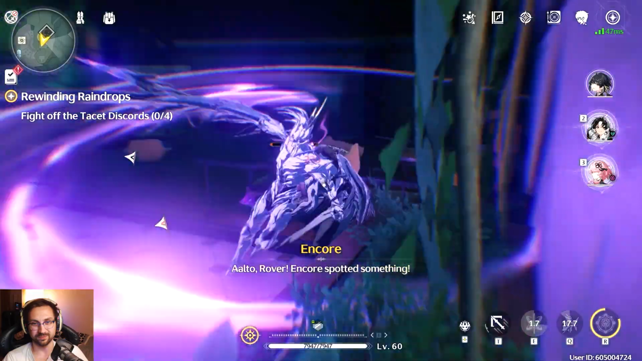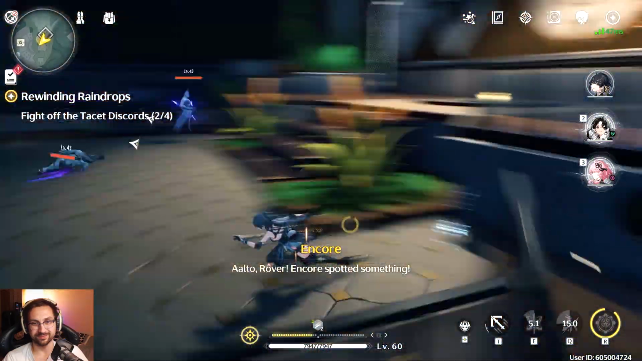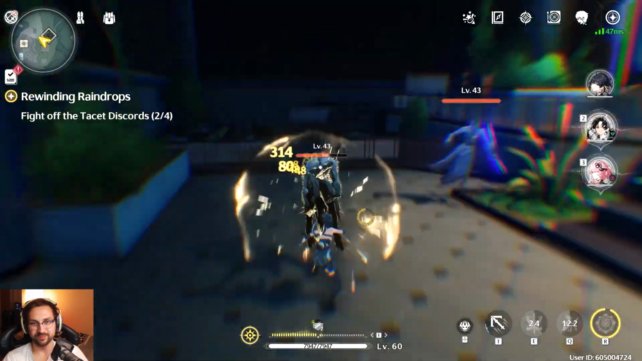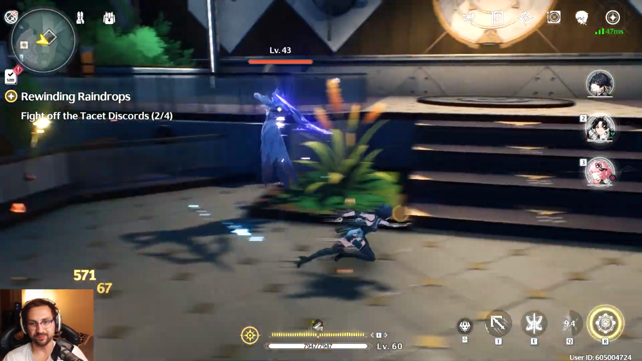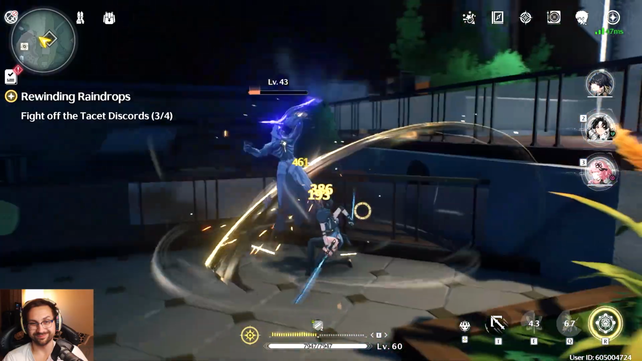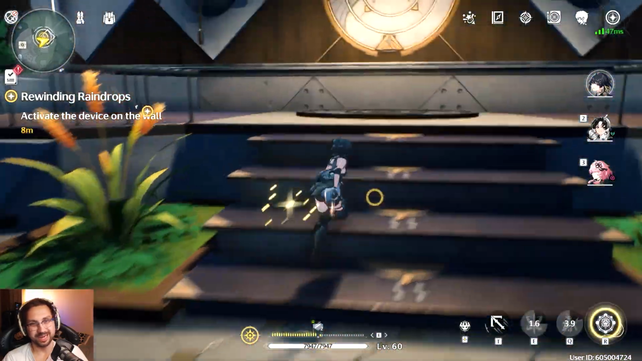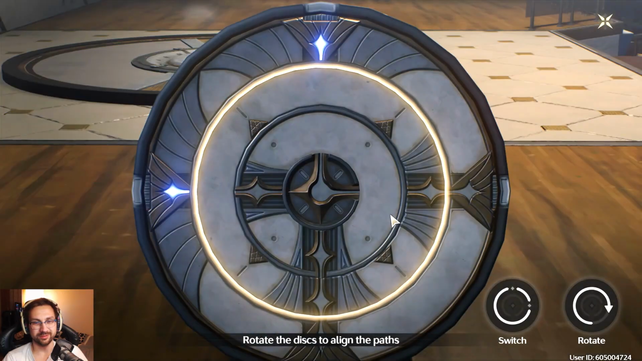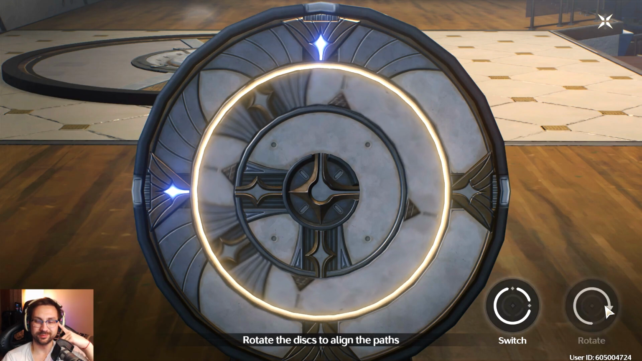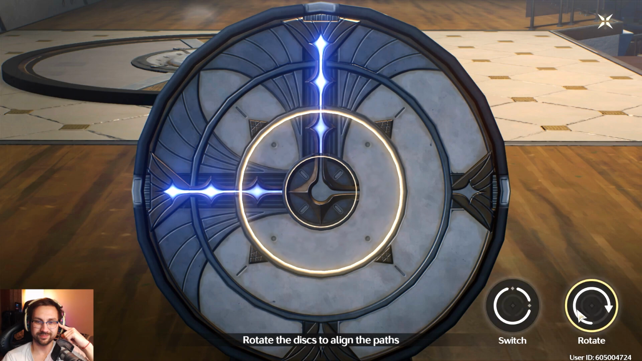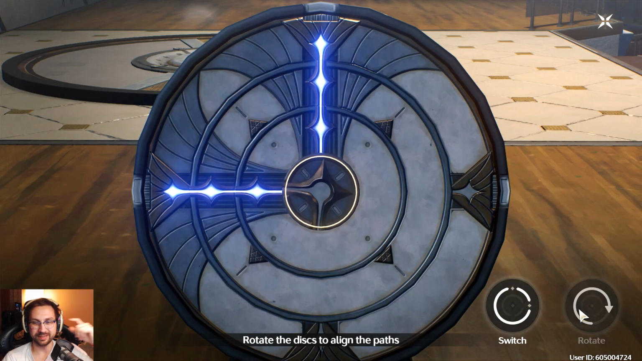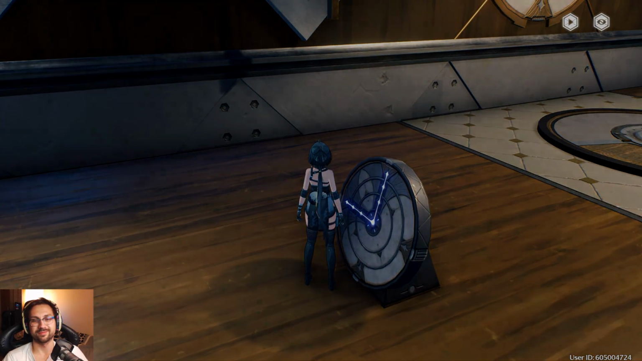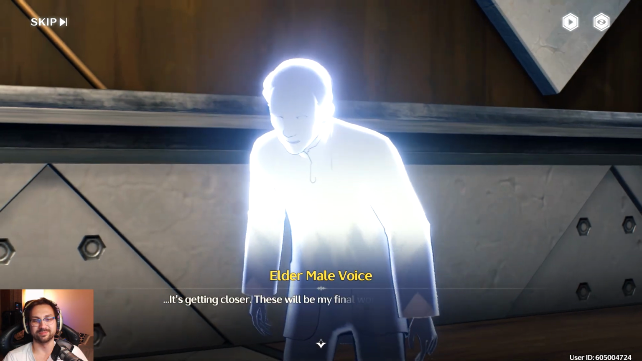Now, this is the last room. Alto! Rover! Encore spotted something! Don't think you will. I sense your weakness. I don't think you will do anything about that. Remnants of the past. Chest collector 1. Oh yeah, had to click with the mouse. Forgot. You can do a fast one too. Nice. This isn't that hard, really. Simple puzzle. It's getting closer.